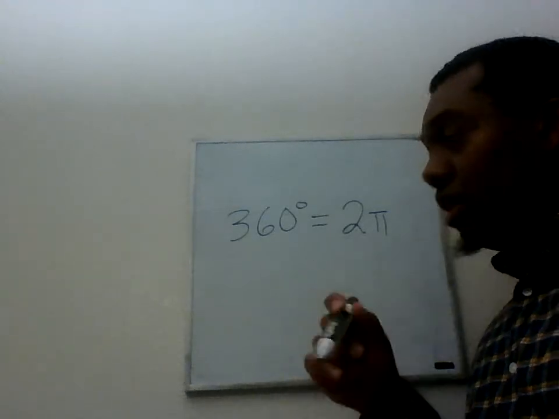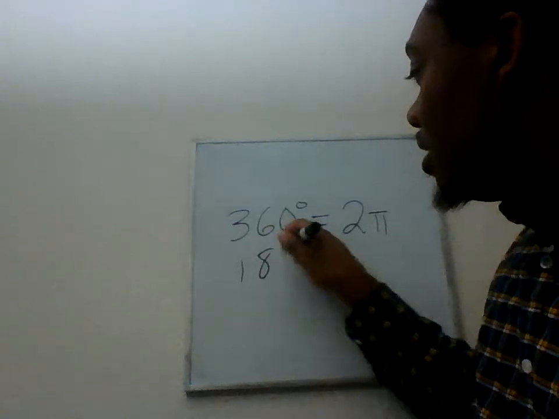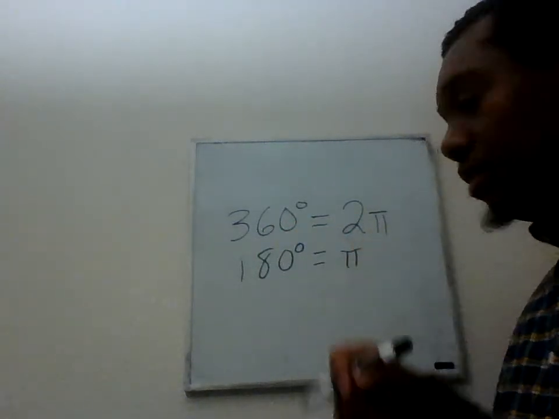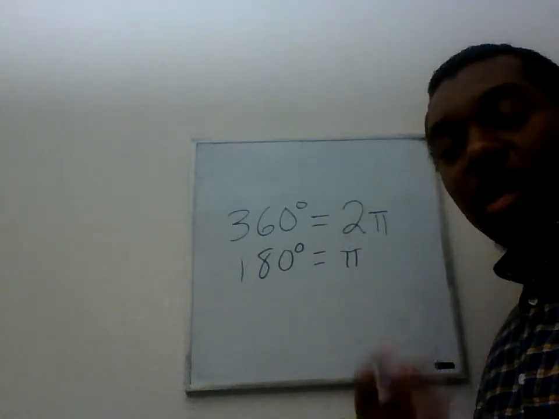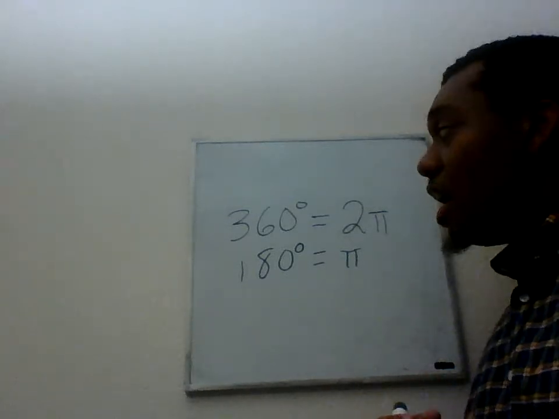And if we keep this ratio, we can reduce that further by saying that, hey, 180 degrees is equal to pi radians. And that will be used when we're converting between units of measurements.